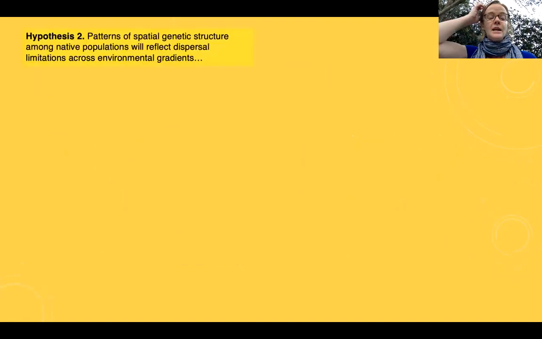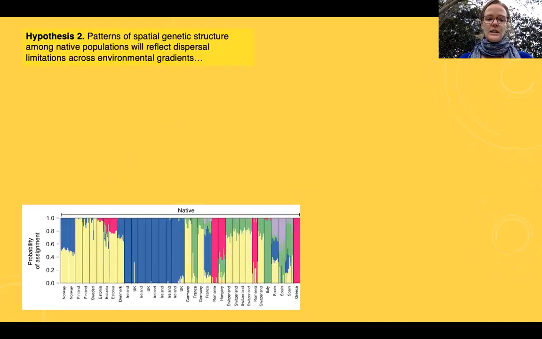The second hypothesis was that patterns of spatial genetic structure among native populations will reflect dispersal limitations across environmental gradients. What we did to begin with was just do a genetic structure analysis, without putting any spatial information into the model, to look at where that genetic variation would lie based on the genotypes alone. And sure enough, we found quite strong spatial genetic structure in Europe, with these different colors representing the different genetic clusters.